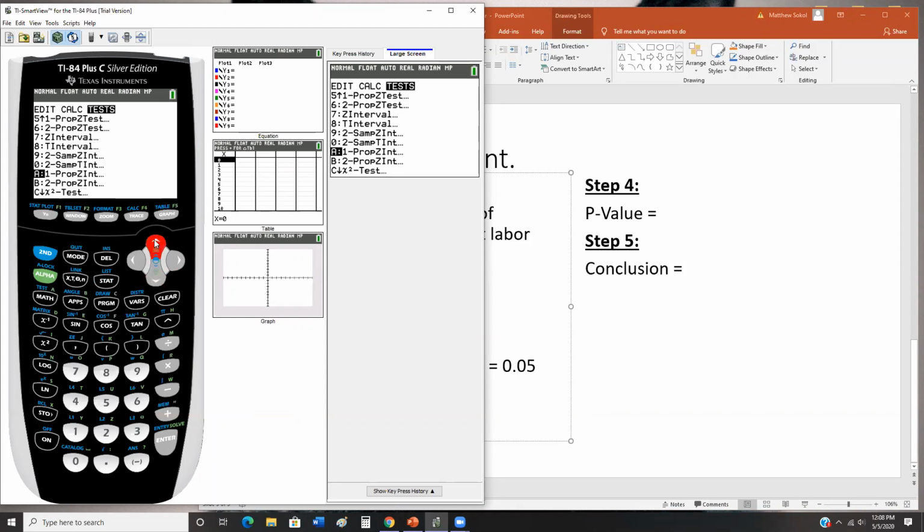Number 5, sorry about this. You're going to look for this thing called 1-PropZTest. 1-proportion Z test, number 5. So for proportion it's a Z test. For the other one, it's just a T test. That's correct, yes. For proportion, you're always going to use the Z. So it's 1-PropZTest. I'm going to hit enter.